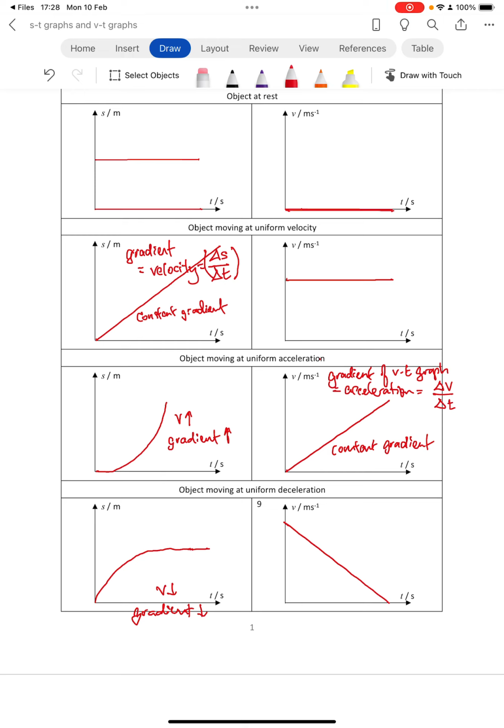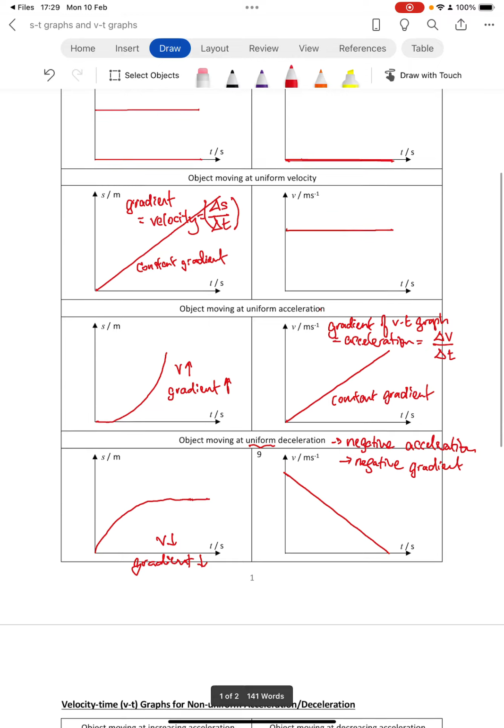Right, so when we say deceleration, it means that it is negative acceleration, right? So negative acceleration means negative gradient. And it is constant or uniform, so it's a constant negative gradient. Okay, right? So you have a uniform deceleration.